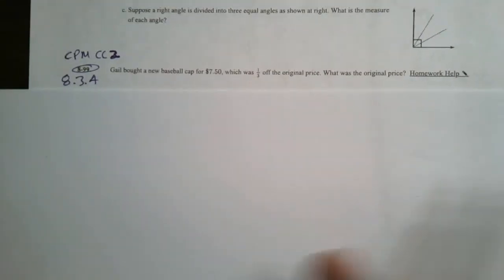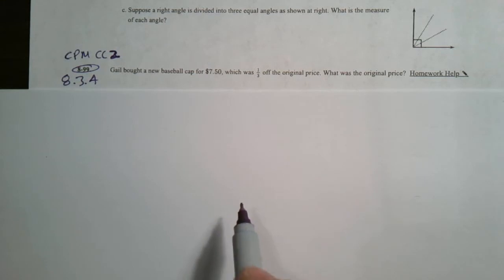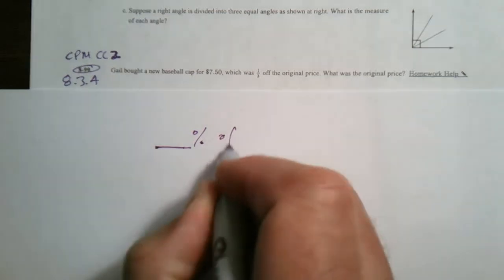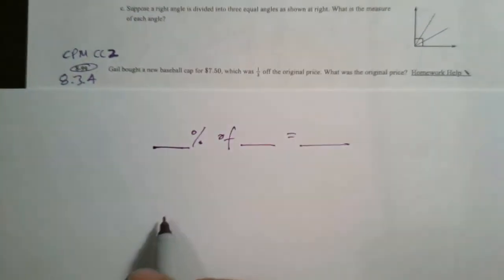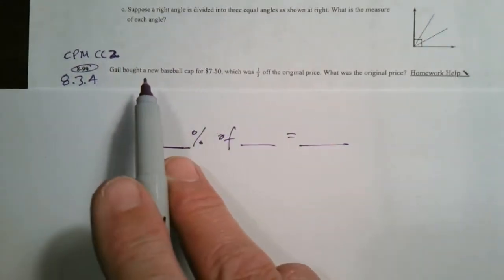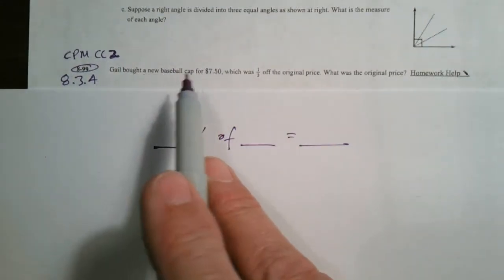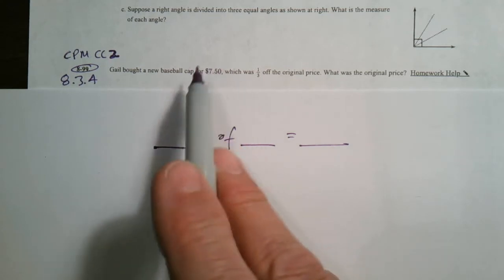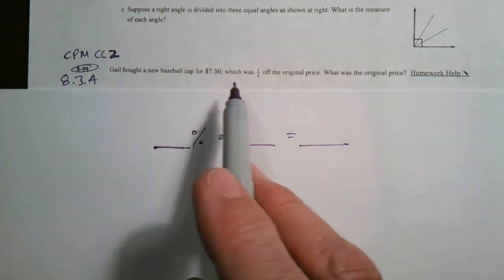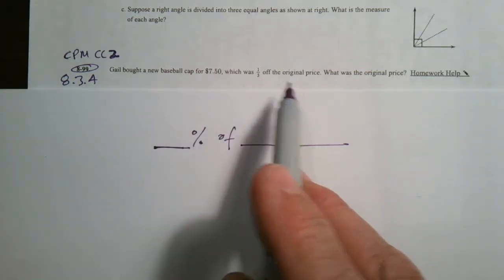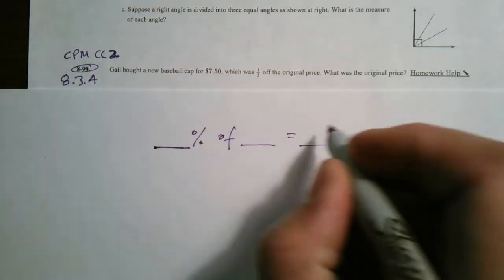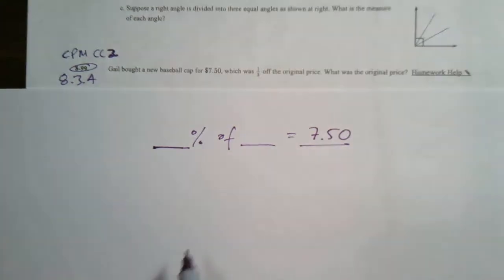Remember when we do any kind of percentage problems, when we were talking about percent off, we would say some percent of something equals something. Let's use this idea to help us fill in the numbers. We know the cap is $7.50, and that's after the discount. I want to figure out the original price. So this is after the discount. When I'm done with my math, I'm going to get this new price of $7.50, so that's what I'm going to put there.